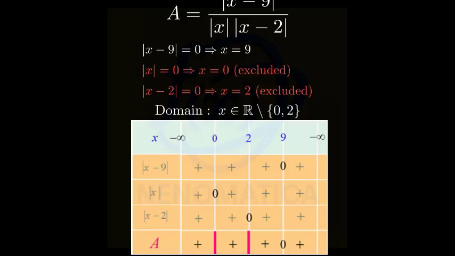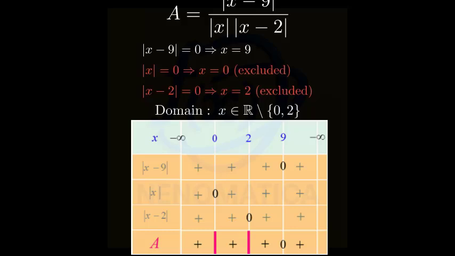Step 4. Build a sign chart across the intervals cut by 0, 2, and 9. Because absolute values are never negative, each factor is non-negative with a single 0 at its root. This lets us fill the sign table quickly, and then read off the sign of A.